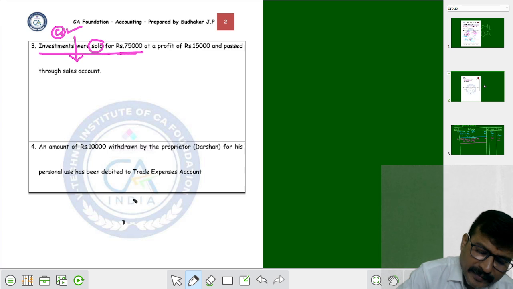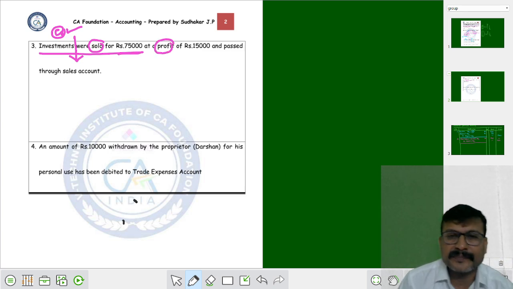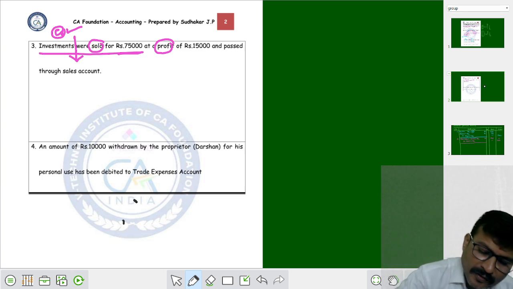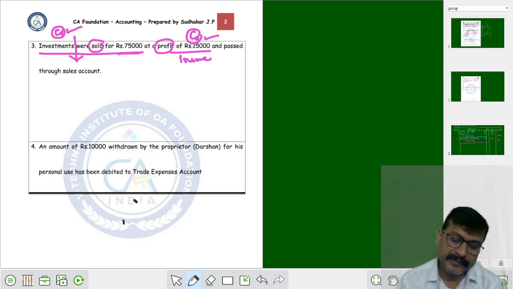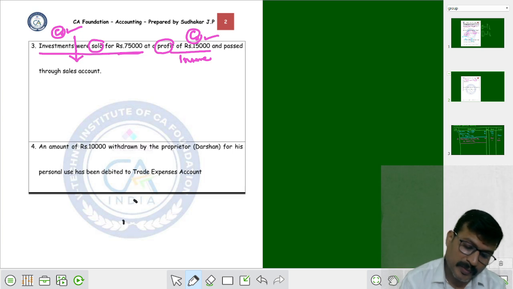Sold for how much? 75,000. Here, what happened? A profit. How much profit? 15,000. Profit means what? Income. Income is to be what? Credited. Sold is to be credited. Income is to be credited.